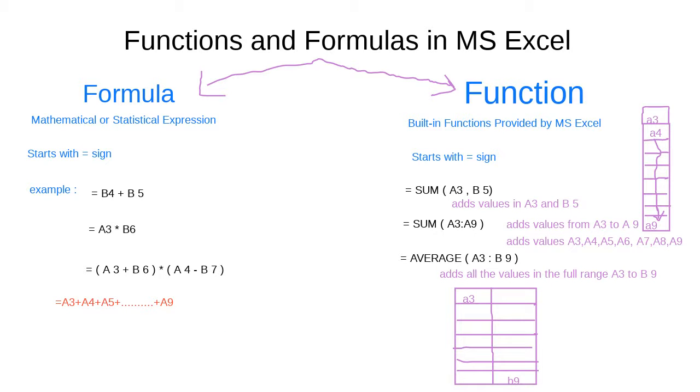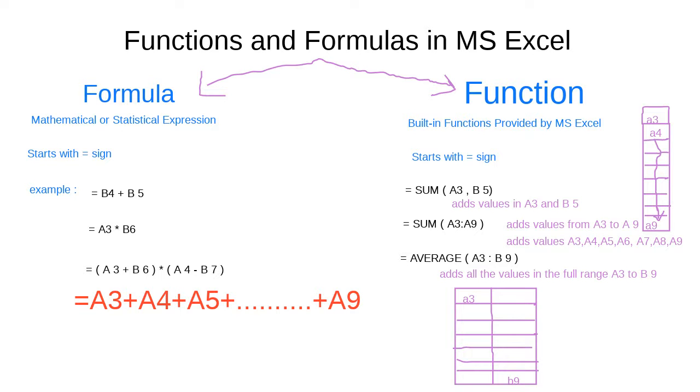Imagine you have to get the total of 100 values. So you have to mention all 100 cell references. But you don't have to do this. Instead, we have a shortcut method. So the shortcut method, in Excel, we have a function called sum function.